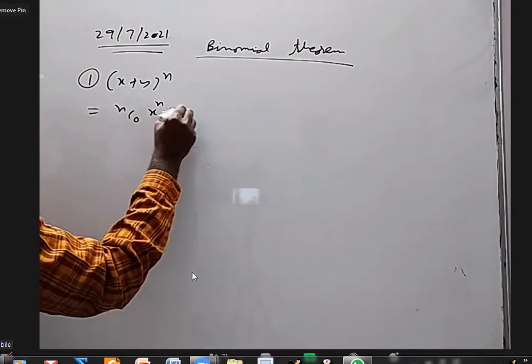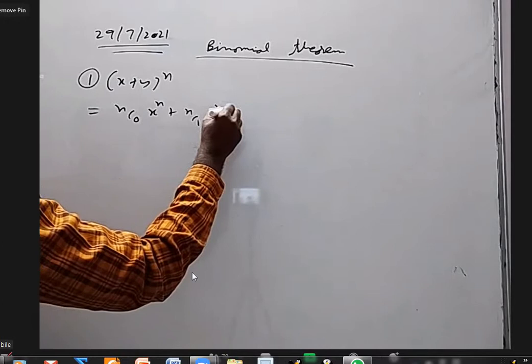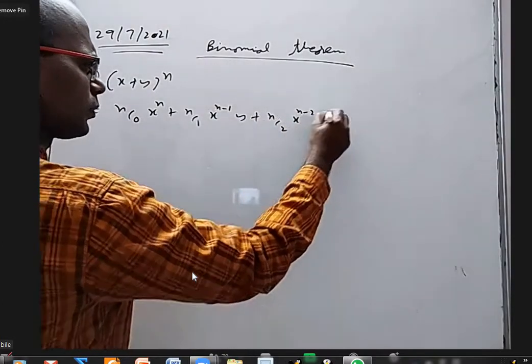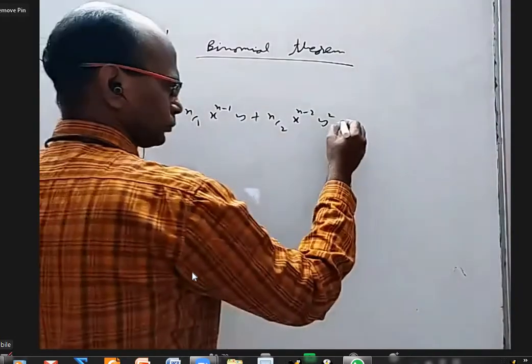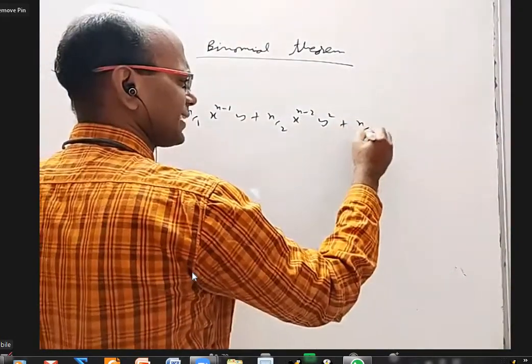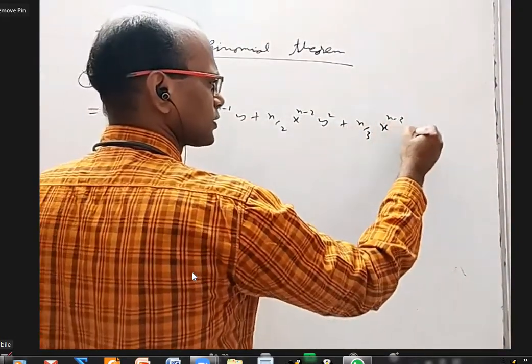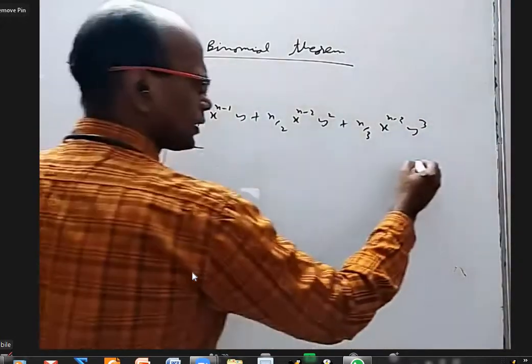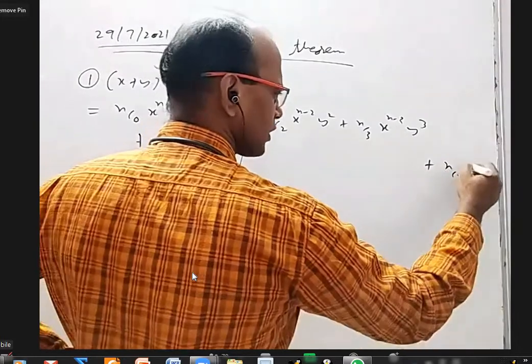nC0 x power n, plus nC1 x power n minus 1 y, plus nC2 x power n minus 2 y square, plus nC3 x power n minus 3 y cube. At the last, you will get nCn y power n.